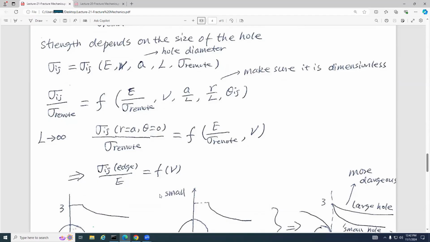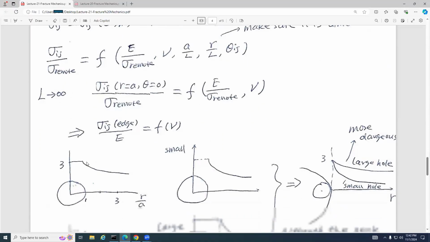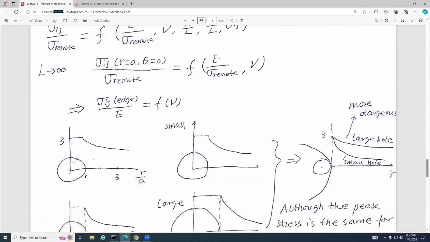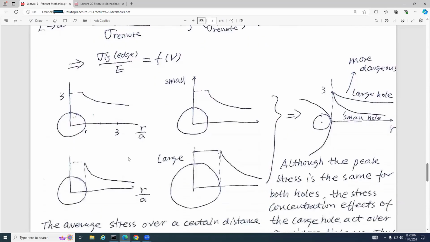So then I can have this sigma ij on the edge, when R equals A and theta equals 0, divided by E equals F of nu, where nu is Poisson's ratio. So you can see this figure, guys. This figure is for a small hole and a large hole.